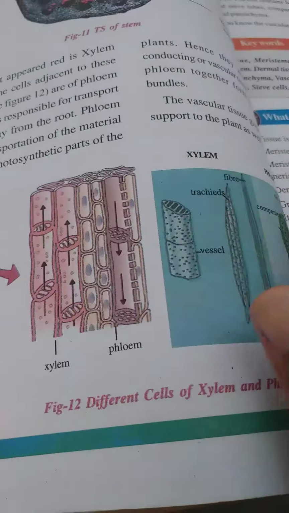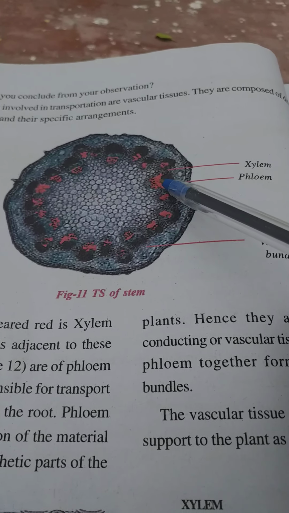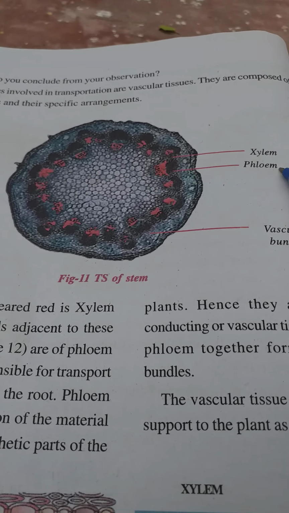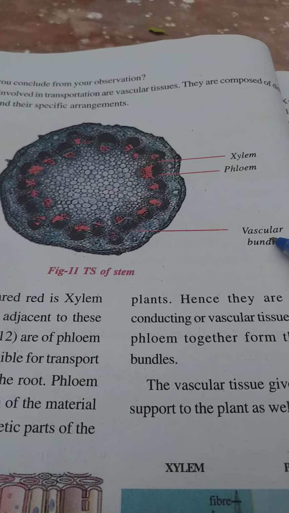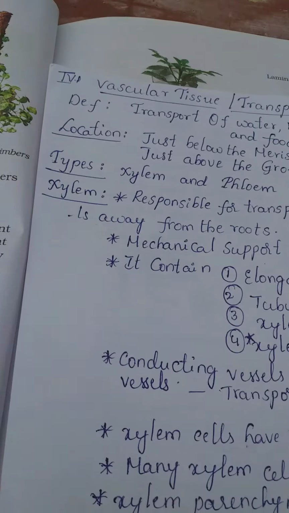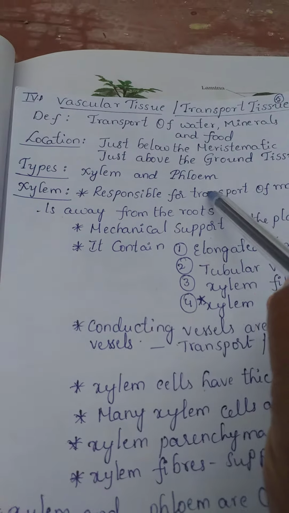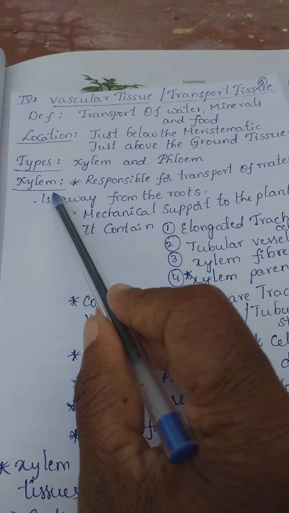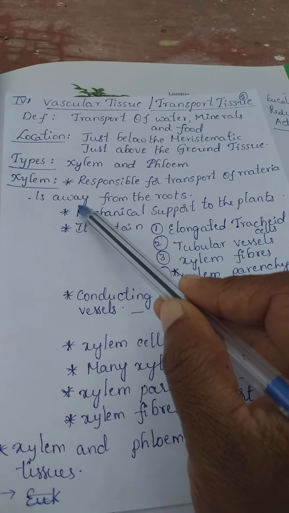If you see the vascular tissue, it looks like this. The red color portion we say xylem, and the other color portion we say phloem. These two together are called the vascular bundle or vascular tissue. And if you see the types of vascular tissue, there are mainly two types, xylem and phloem. Here xylem is responsible for transportation of materials away from the roots.